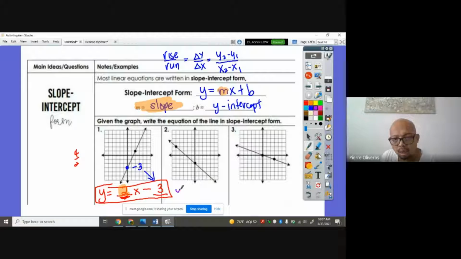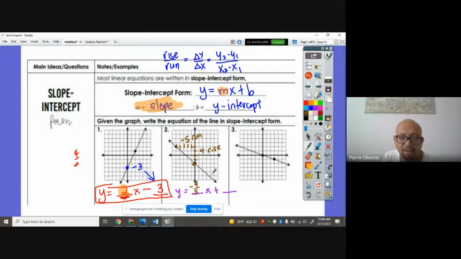Next, y is equal to blank x plus blank. Again, let's find the slope. Starting here, I go up 1, 2, 3, 4. I get up 4. Then I go left. Left is going to be negative. 1, 2, 3, 4, 5. That's going to be negative 5. Rise over run. This is my rise. This is my run. So the slope will be negative 4 over 5.